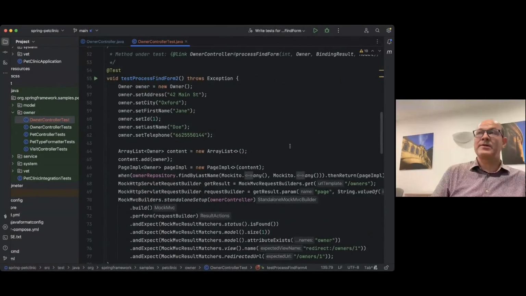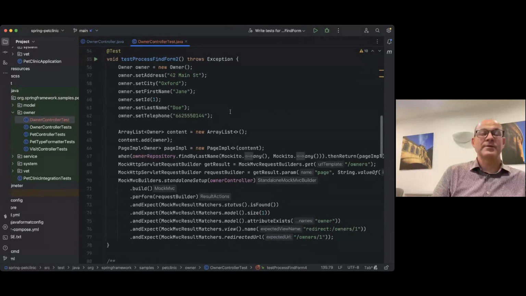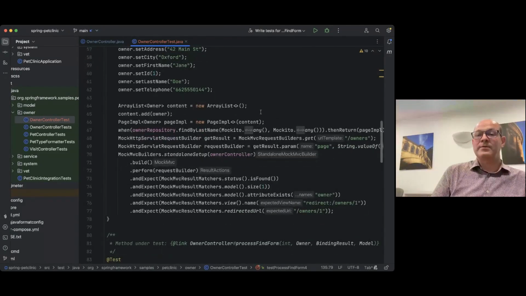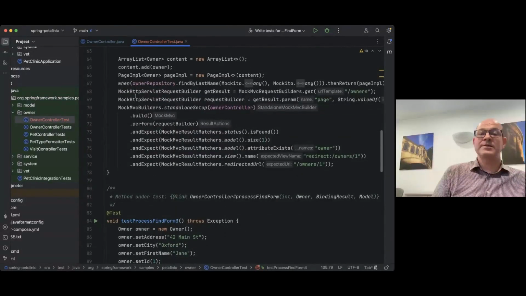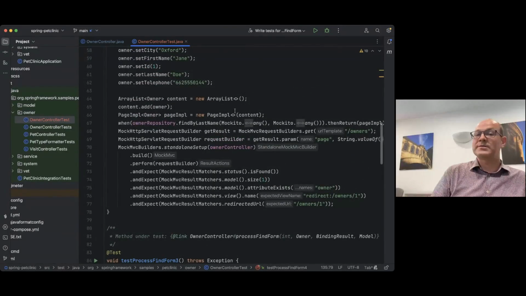The second case is where we have exactly one owner. Here what we're doing is constructing the mock for an owner record. We create a fake owner record for Jane Doe, who lives in Oxford, obviously, because we're from Oxford. We create an array list, and then create the right object to return. We've got the when-then statement, so we're going to return this object instead of going to the database. Same kind of approach: a bunch of mocks, call the controller, and check that the attribute exists. So we got an owner record back, and it's owner 1, right? The redirect is taking us to the owner page for owner ID 1 that we set up here.